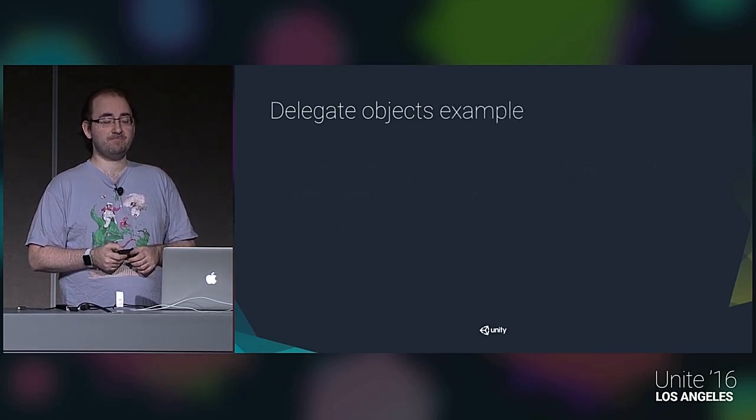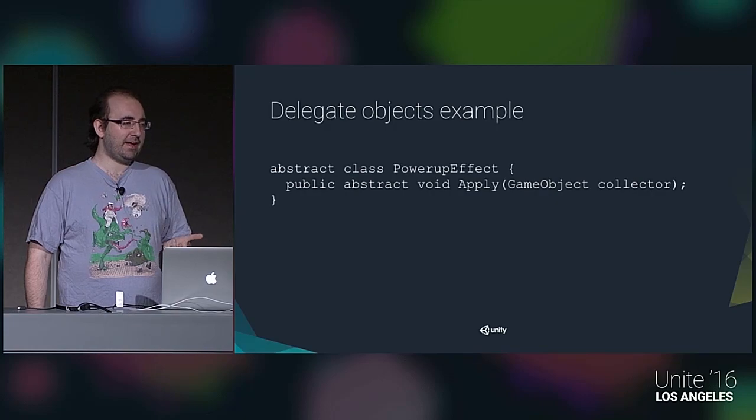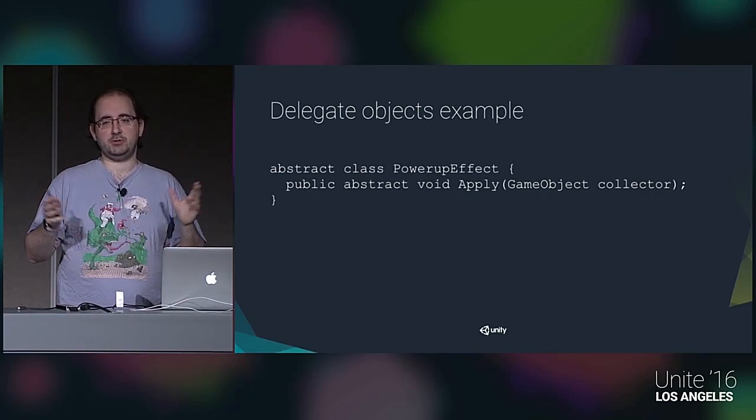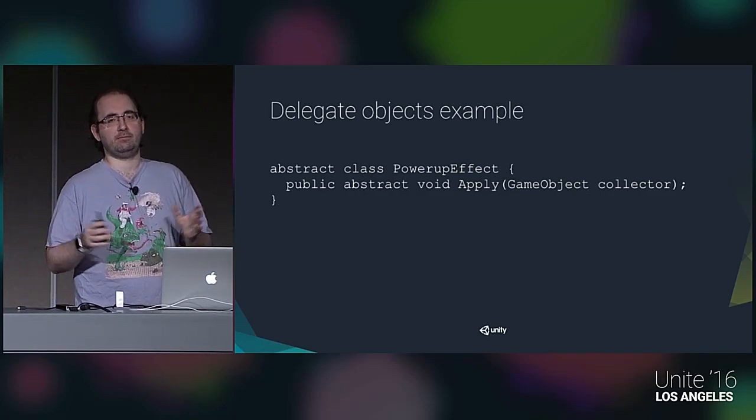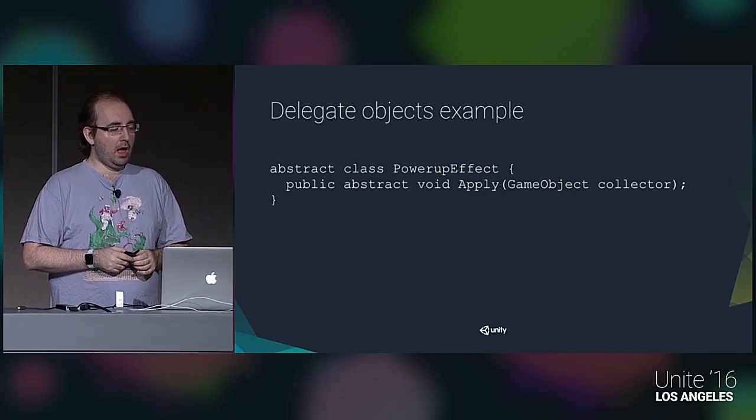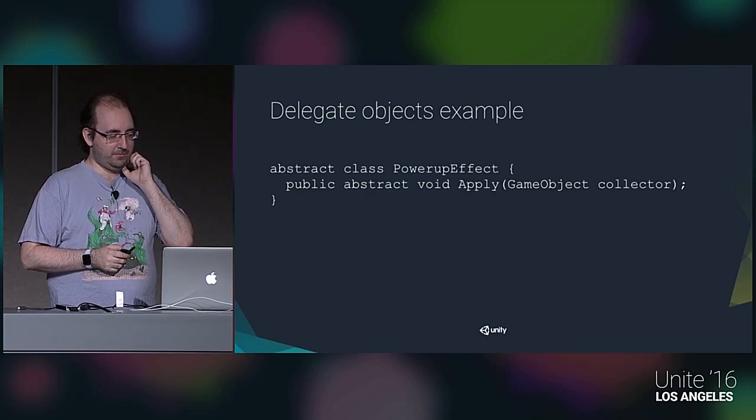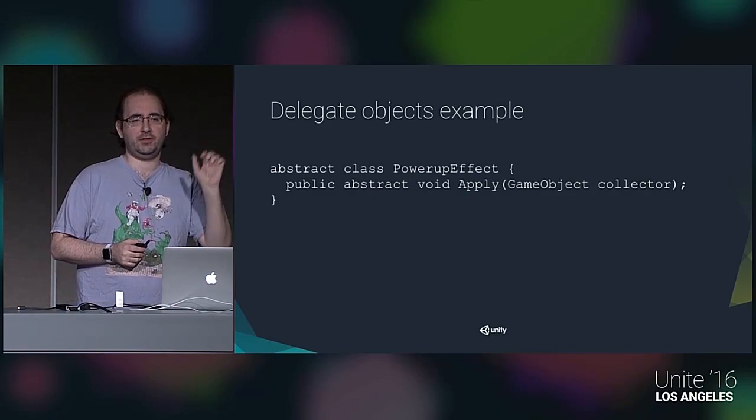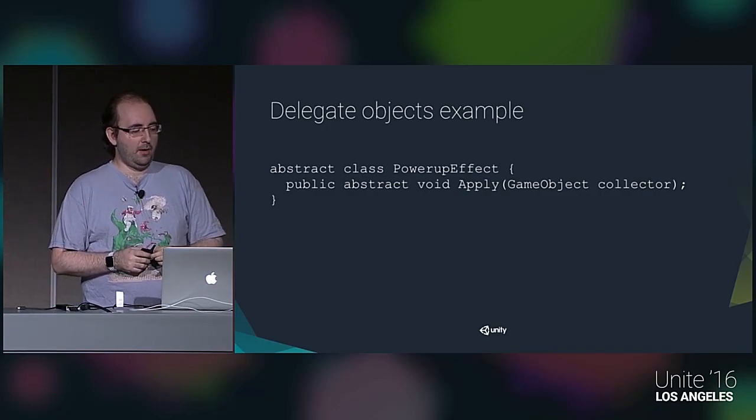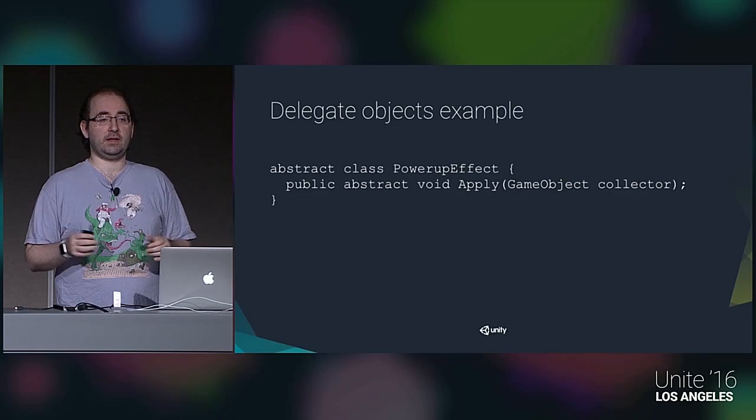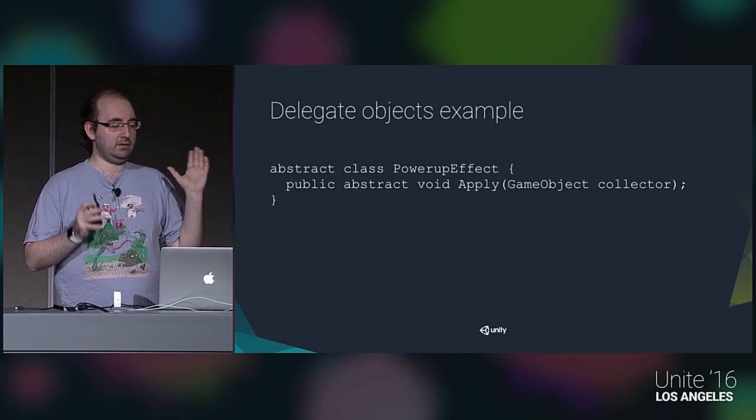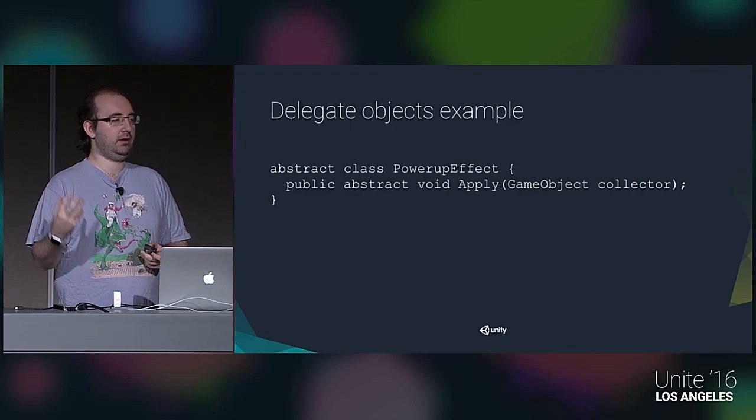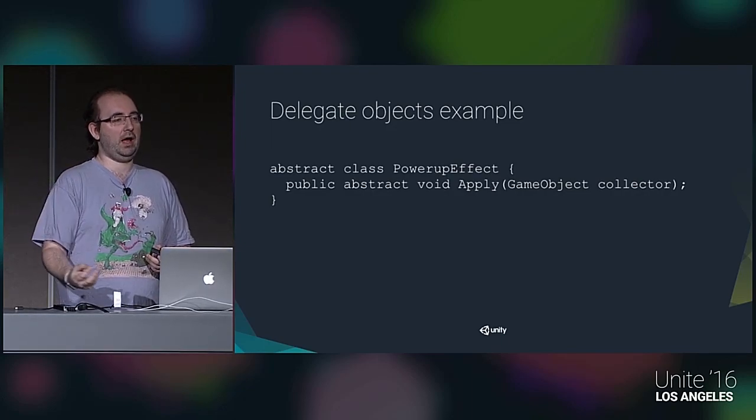So an example of this. Suppose I have a game, bullet hell, scrolling shooter, or something like that, and I'm picking up power-ups as I fly through. I have a base class for my power-up effect. Oh, that should have been ScriptableObject, actually. I forgot the base class there. But it's an abstract class. On its own, it doesn't do anything. And it has this abstract void Apply method. And the idea is that whenever anything picks up a power-up, it's going to call Apply.